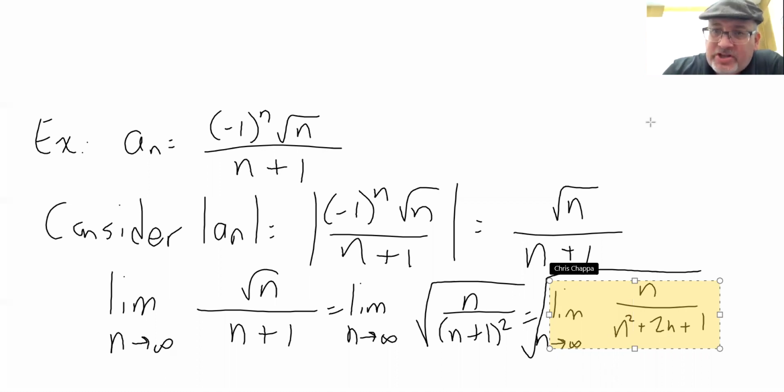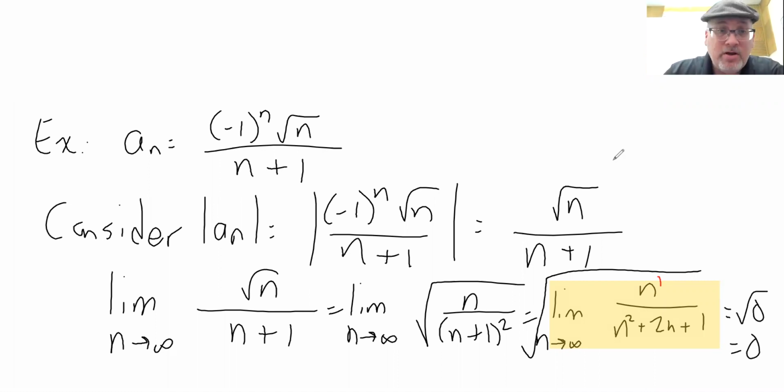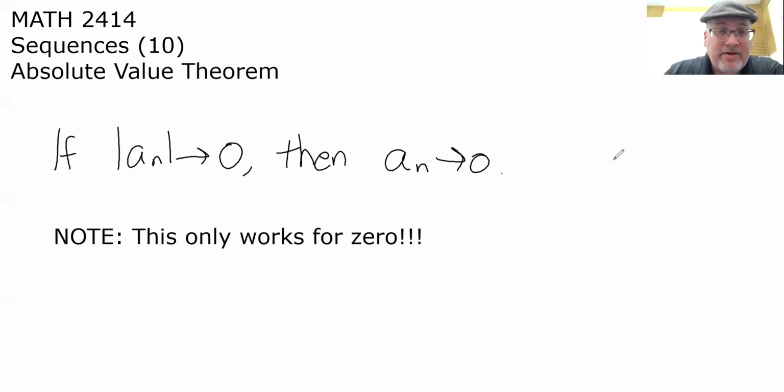But if we just use the observations about the degrees, anytime you take the limit of a rational function and the degree of the numerator is less than the degree of the denominator, then that limit's going to be 0, because the denominator is growing faster than the numerator. So the thing in yellow becomes 0, which means our limit is the square root of 0, which of course is equal to 0. And according to the absolute value theorem, if the absolute value of the sequence approaches 0, then the original sequence approaches 0.